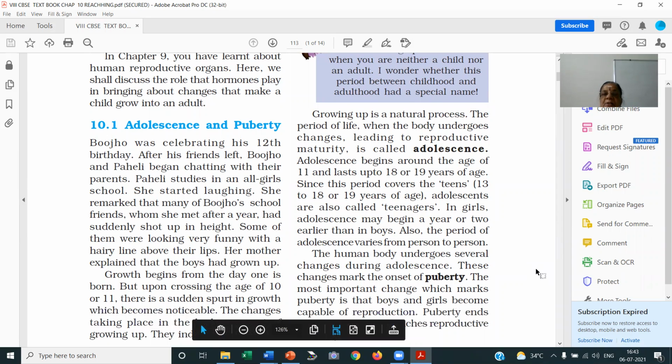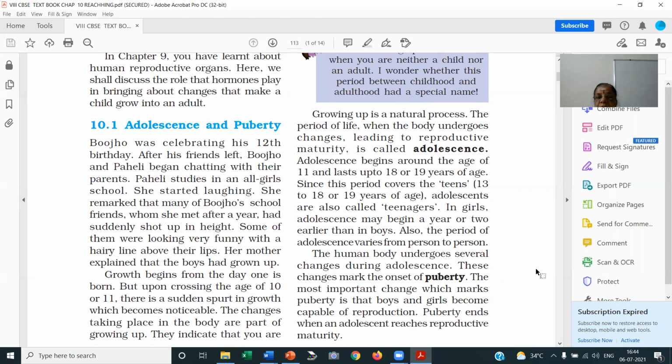So what is the definition of adolescence? Can you recollect? Growing up is a natural process. The period of life when the body undergoes changes leading to reproductive maturity is called adolescence. It begins around the age of 11 and lasts up to 18 or 19 years of age. What can you say for adolescence? A natural process, a period of life when the body undergoes changes leading to reproductive maturity.